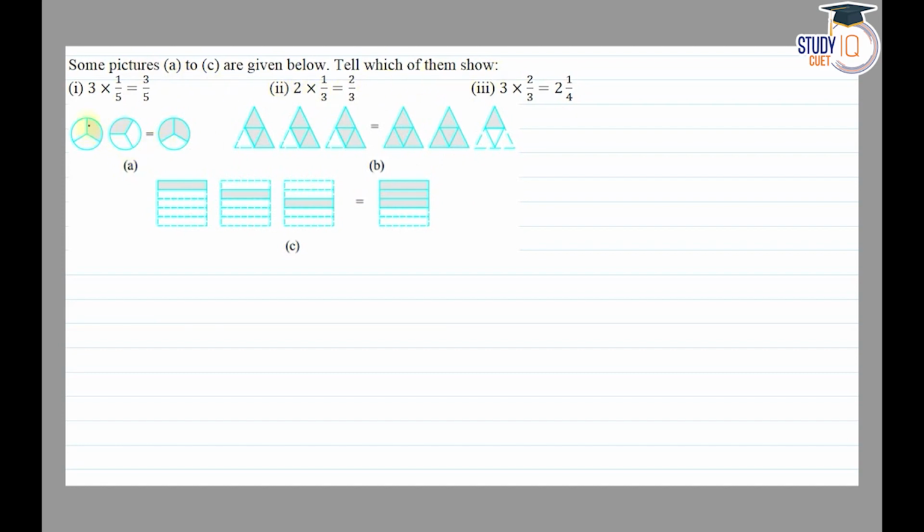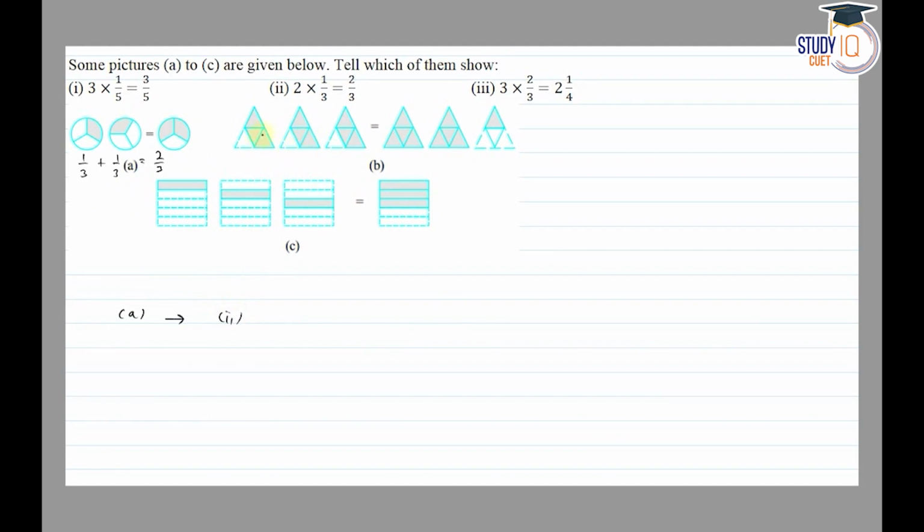Here there are three equal parts, out of them one is shaded. So 1 by 3, 1 by 3, and here two parts are shaded out of 3, so 2 by 3. So 1 by 3 plus 1 by 3 is equal to 2 by 3. So our figure A represents 1 by 3 into 2, which means the second option.